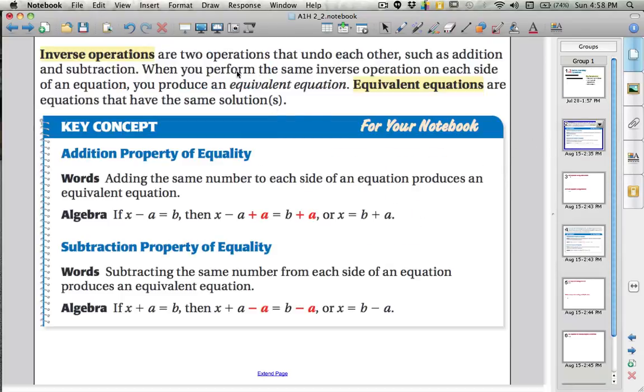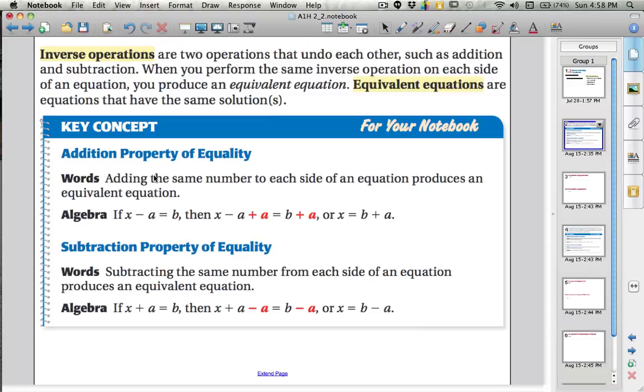So inverse operations are two operations that undo each other, such as addition and subtraction. And when you perform the same inverse operation on either side of an equation, you produce a new equivalent equation. So equivalent equations are equations that have the same solutions.